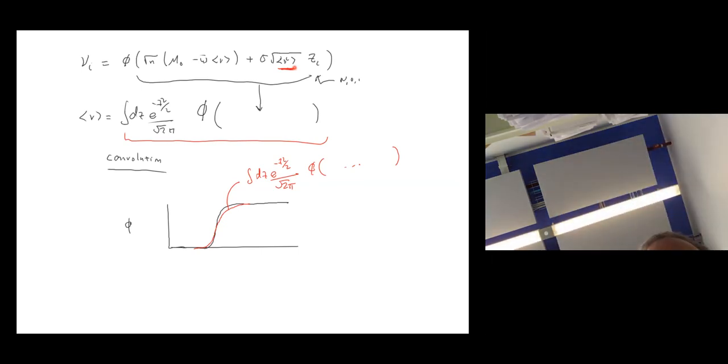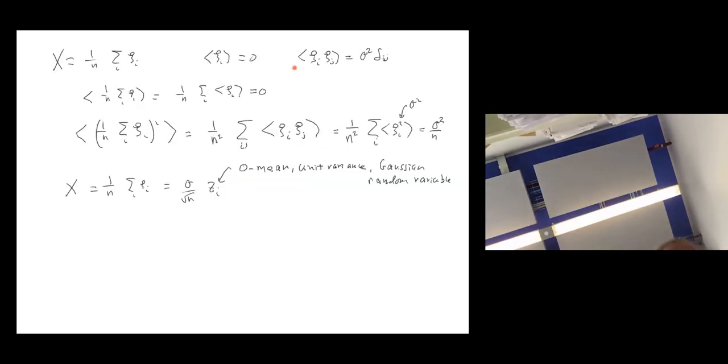Okay, so let's summarize the main take-home points. The first main take-home point is this. If you average some zero mean uncorrelated random variables, you end up with something whose size is 1 over root n times a Gaussian random variable. That's something you should double check about 6 times. It's one of the most important facts in the world.